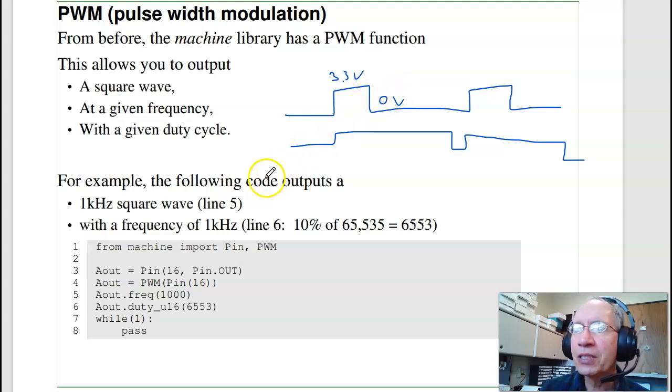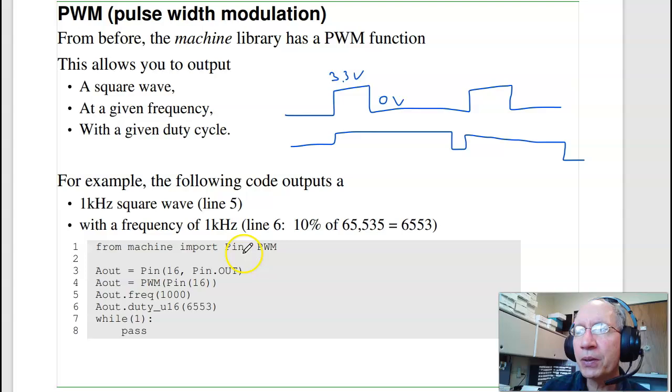So for example, suppose I want to output a 1 kilohertz square wave. 1 kilohertz is a kind of random frequency, high enough that I won't really see it with whatever I'm looking at. And vary the duty cycle. If I make the output 10%, again, 10% of 65,000 is 6553.